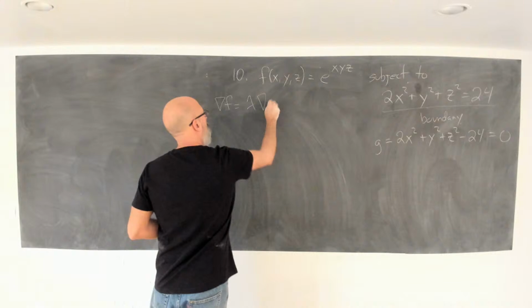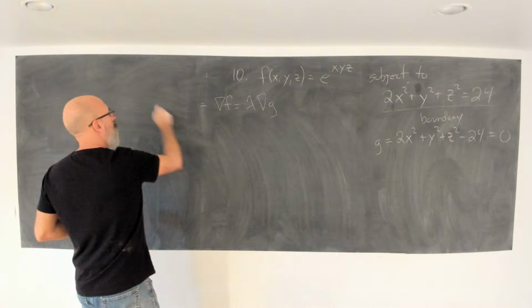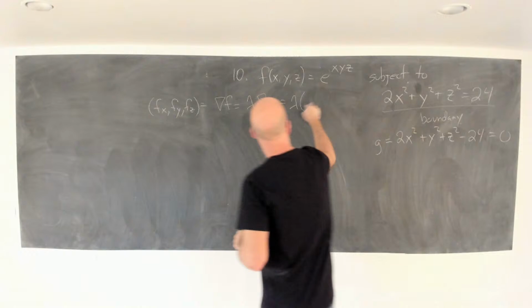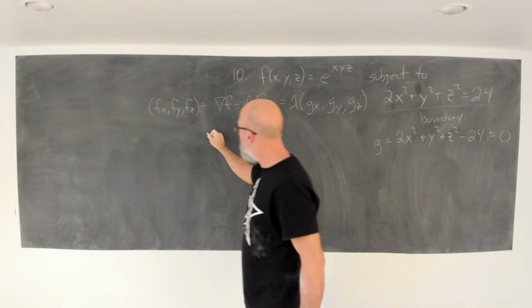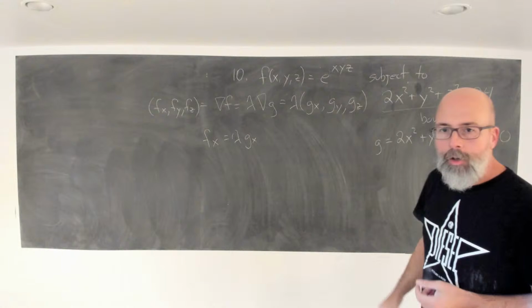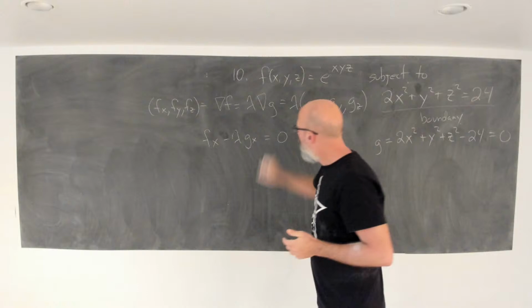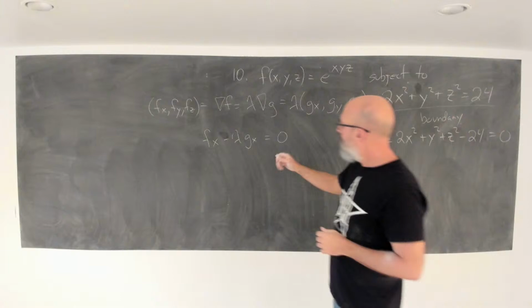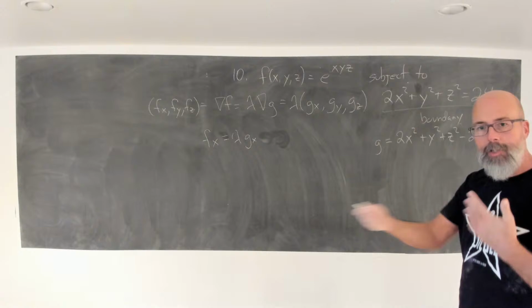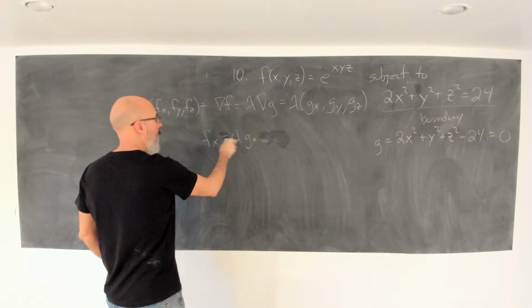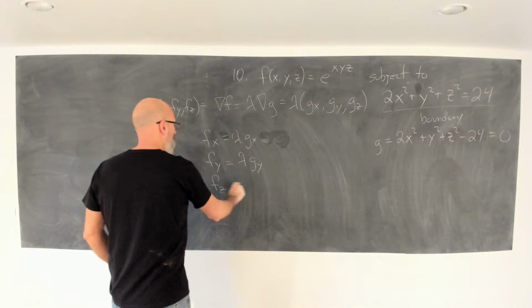What does this mean? This is fx, fy, fz, and this is lambda gx, gy, gz. So if these two things are equal, this means that fx is lambda gx. Now, for those of you wondering why it was equal to zero, it's exactly because of this. If you bring this to the other side, you get that, so it's equal to zero. So like I said, it's two ways to do it. So this and that and that, along with your g equal to zero.